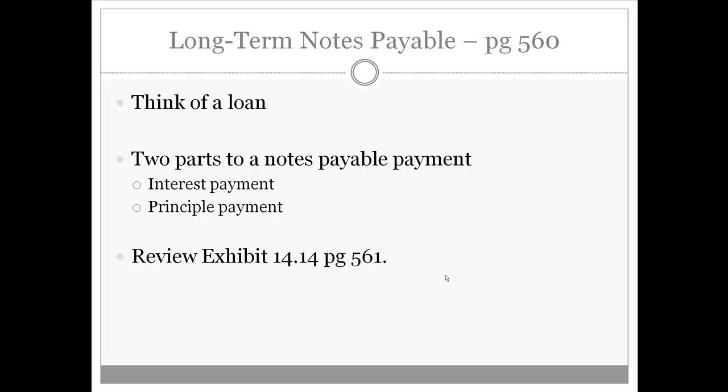When you look at Exhibit 14-14, you'll see there's lots of interest typically up front. It's very much front loaded. Then as you go through your contract, you start paying off more and more principal and less interest. The reason is that the principal balance keeps decreasing every time you pay.